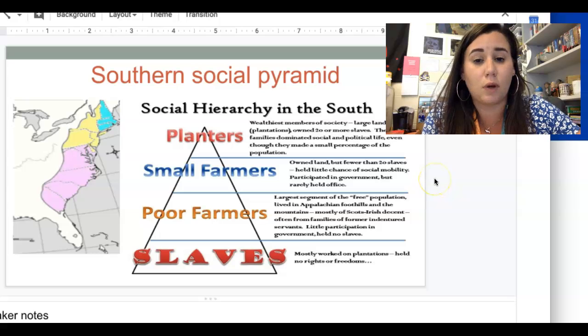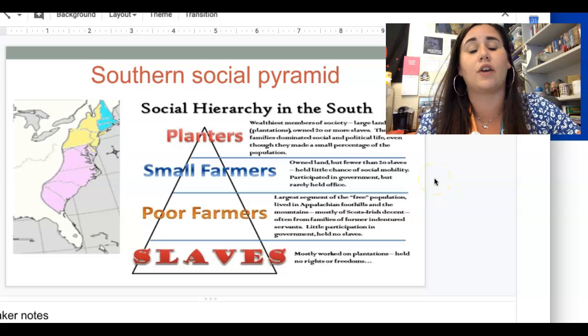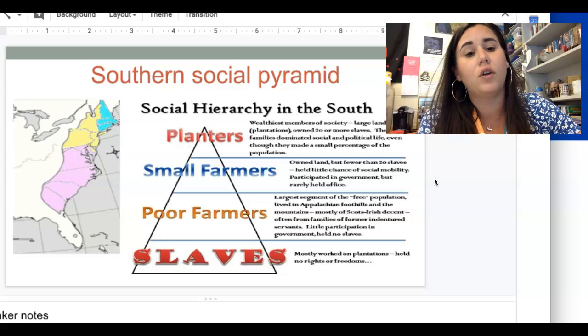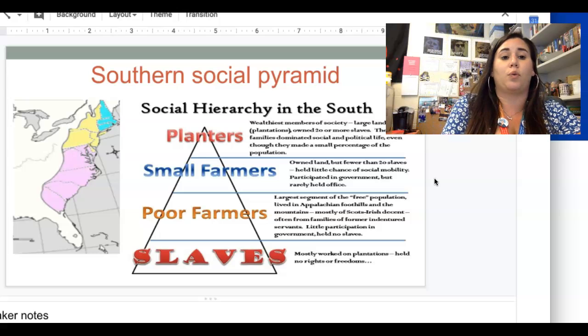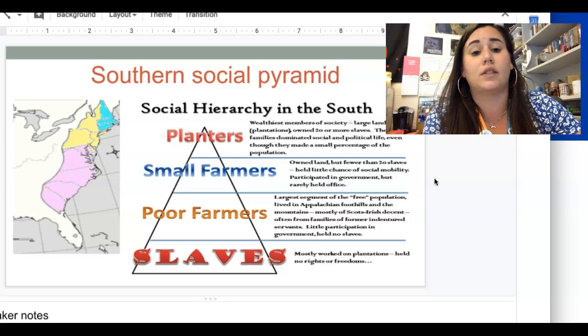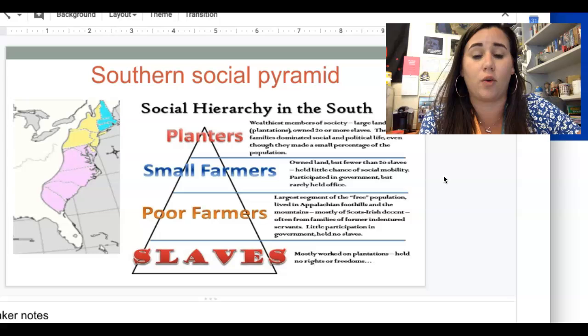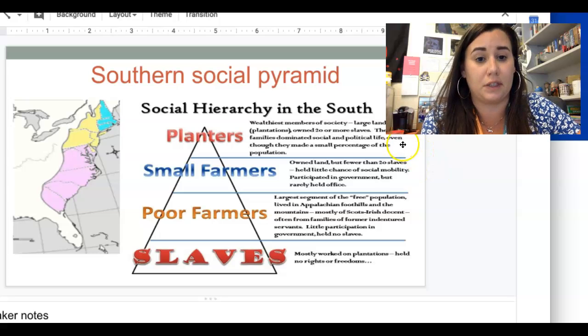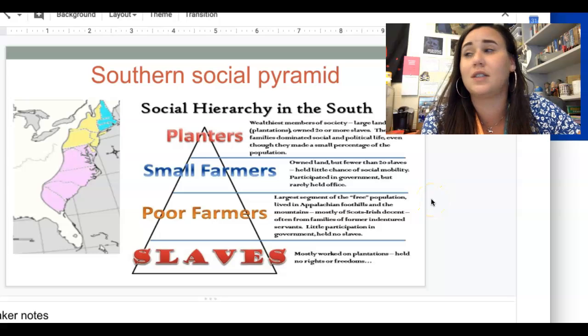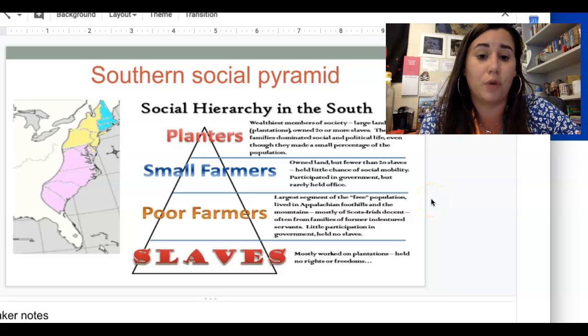There are small farmers as well. They own their own land. To be categorized as a small farmer, there were 20 or less enslaved people working on those farms. Little chance of social mobility. If you are a small farmer, you are not going to become a planter. There's really no room to move up. They participated in government through voting, but are not going to be office holders.